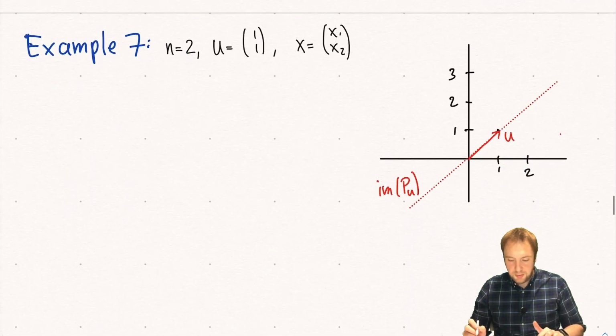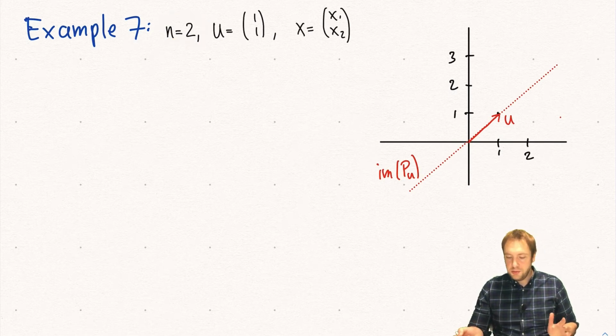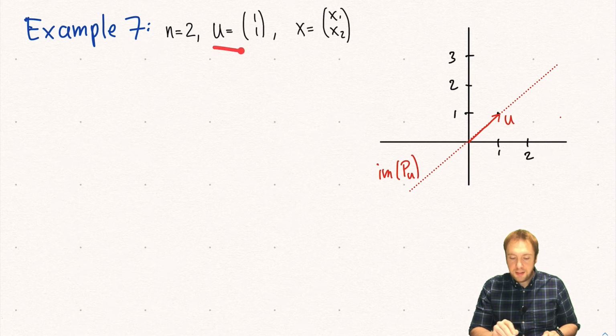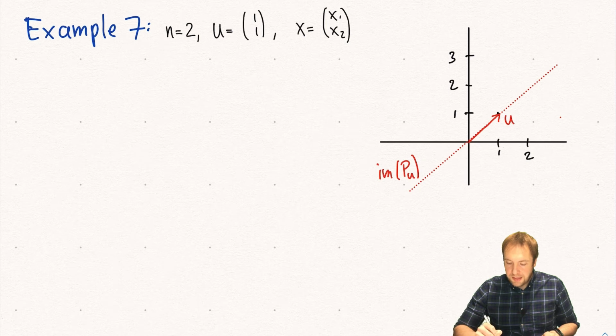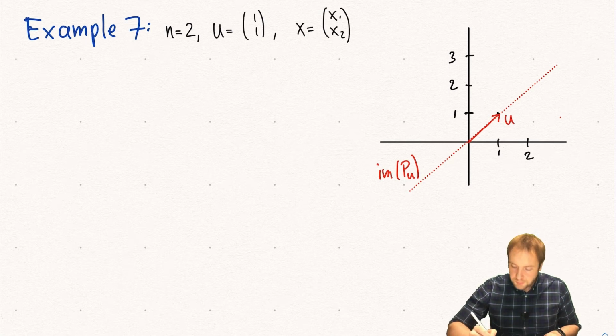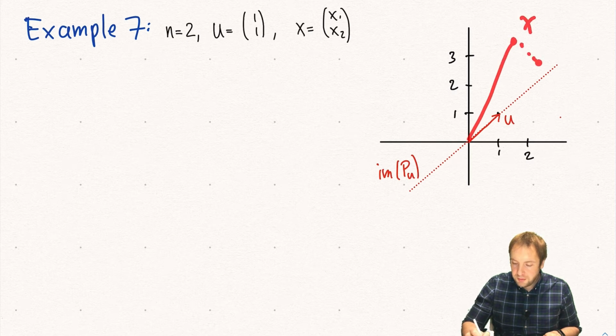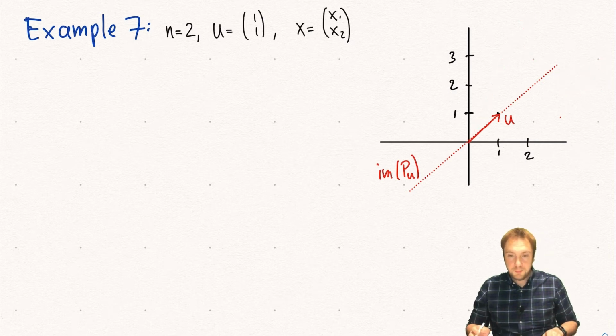Anyway, let's do an example. So let's take the case n equals 2, so we can draw things. And let's take as a vector u the vector (1, 1). And then the line spanned by u is just given by this diagonal here. And what we want to do is calculate now the orthogonal projection of some x. Let's say here's x, and here's pu of x. And this we want to do explicitly.